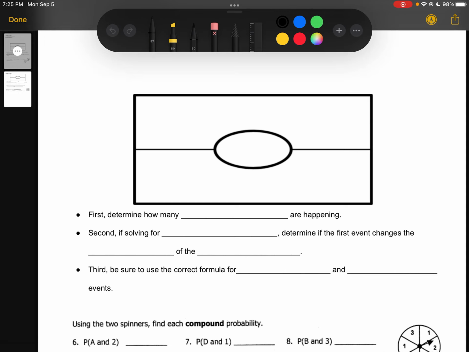Hi everybody and welcome. Today's focus is going to be looking at dependent probability. So your goal after watching today's video will be to understand when an event has a dependent probability and to be able to calculate the probability of a dependent event occurring.